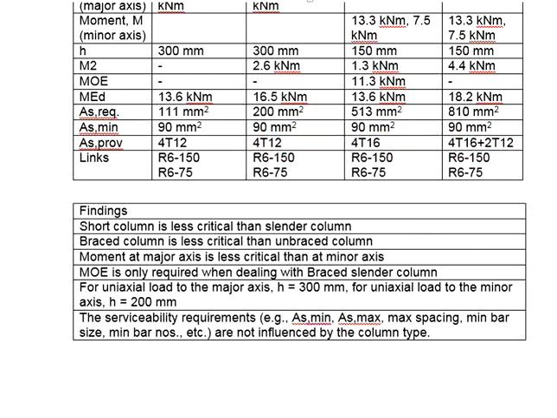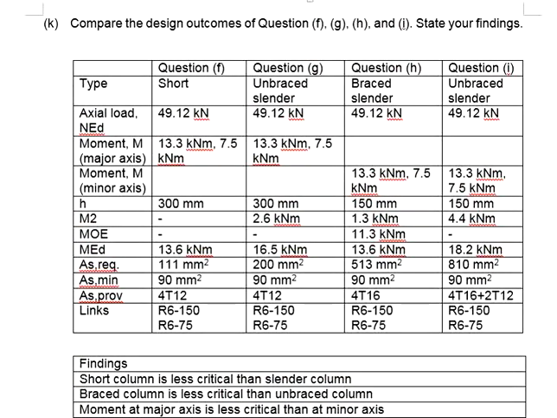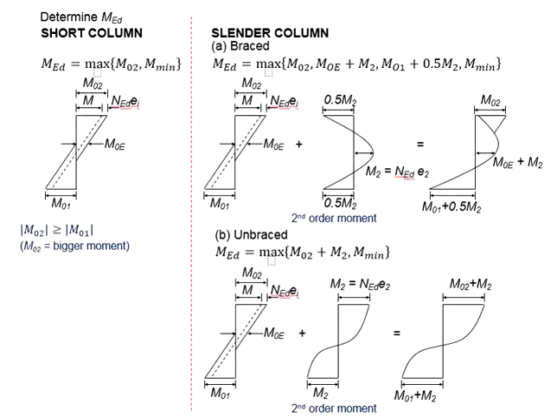Next, if you compare the result from the braced column and the unbraced column, it seems that the unbraced column will be more critical. Let's say you compare these two. The same set of loading, same axial load, same moment, both acting in the minor axis. Now the calculated outcome differs. You will need more reinforcement bar for the unbraced slender column. Why is it so?